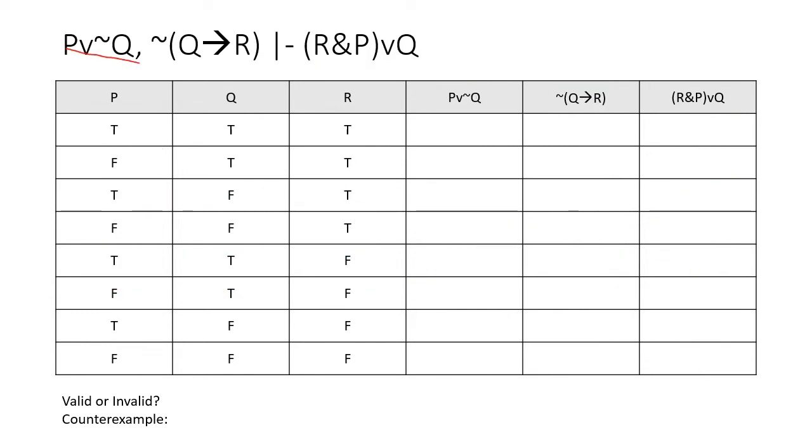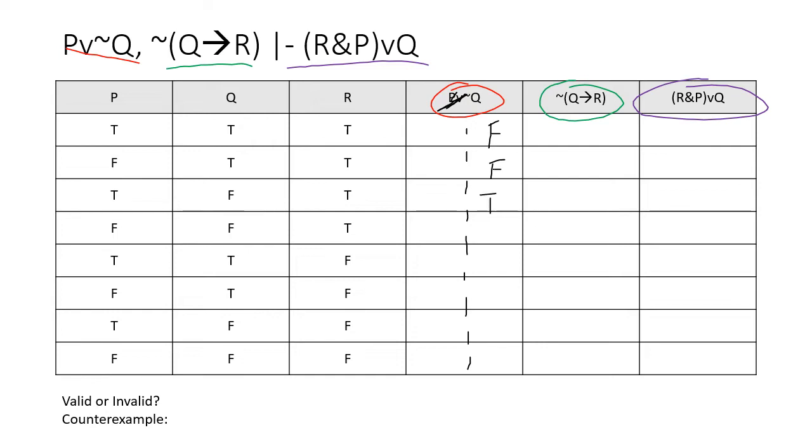Looking at the next one, we have two premises and our conclusion. And so looking at this first premise, we have a tilde next to this Q. So let's do that one first. And then we'll bring in the wedge.